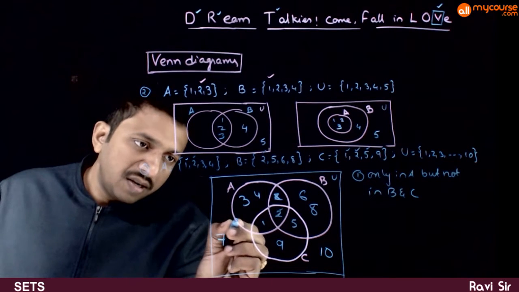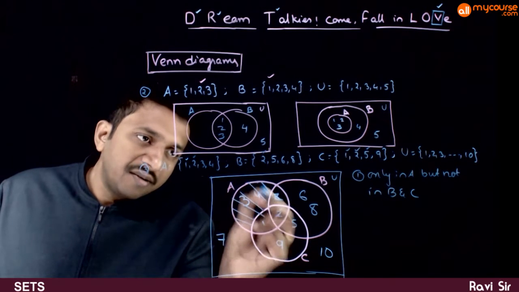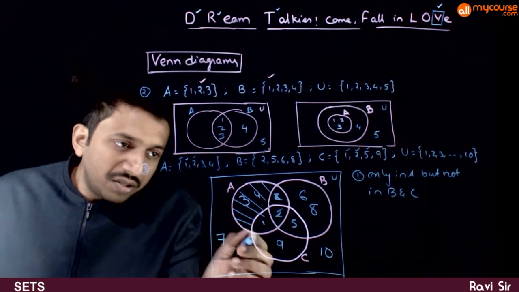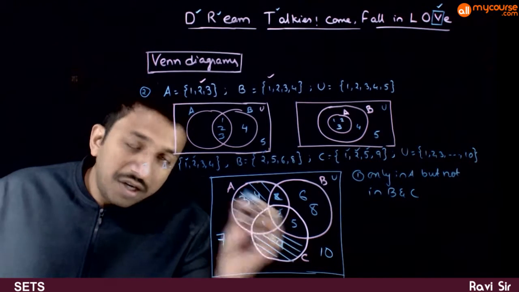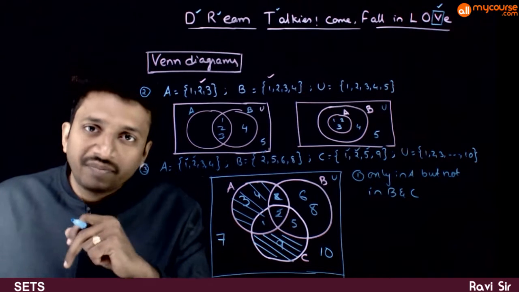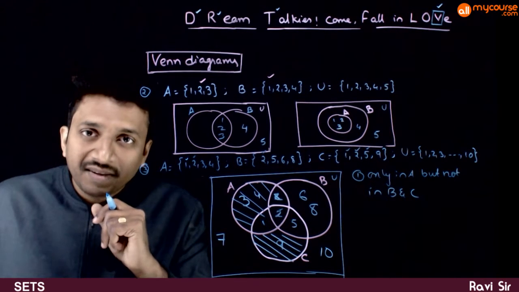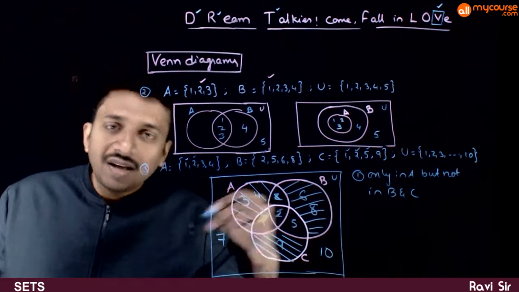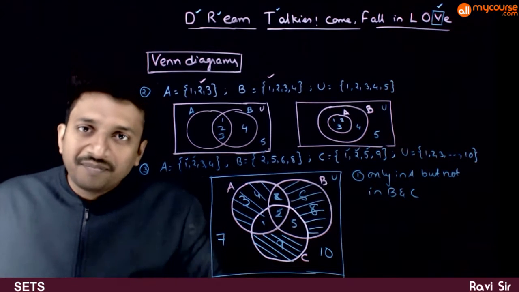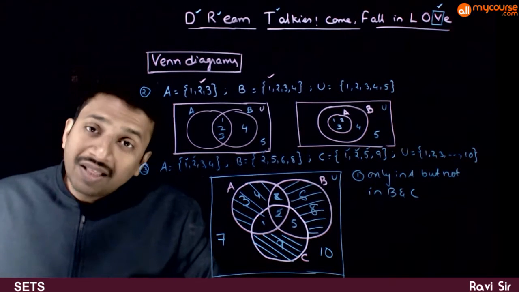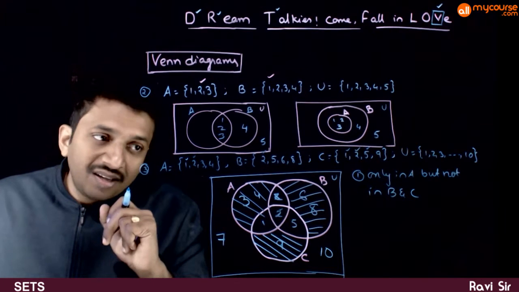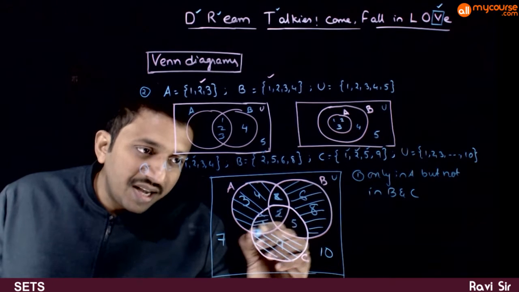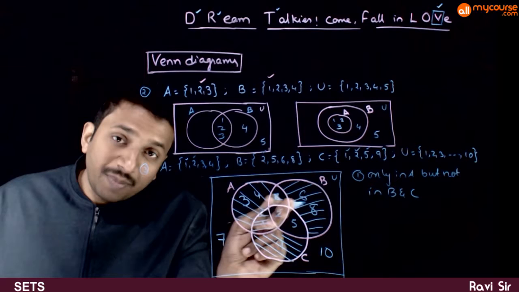So if I darken this, this is the area corresponding to the elements which are present only in A but not in others. So this is the area corresponding to the elements which are present only in C but not in others. So if I ask you to find elements only in B but not in others, you have to see the elements in this area, 6 and 8. Now what are the elements present in both A and C but not in B? Both A and C but not in B is this area. Belongs to both A and C but not in B.